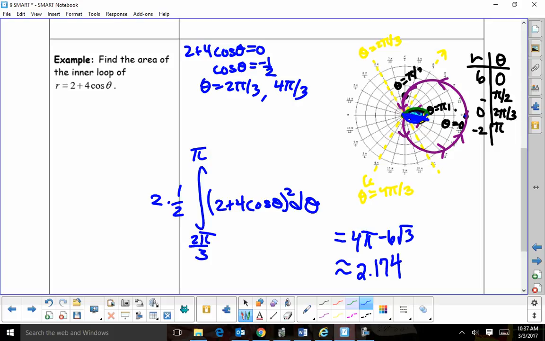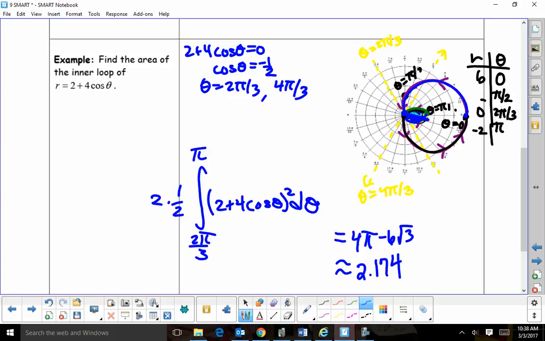That's what we're going to do next. Well, the area between the loops is what we're going to do next. If we just wanted the outer, then I would start here and go to here and double it. So this guy was at 4 pi over 3 until 2 pi, right? Or we could have done 0 to 2 pi over 3 and then doubled that. I just wanted the outer.